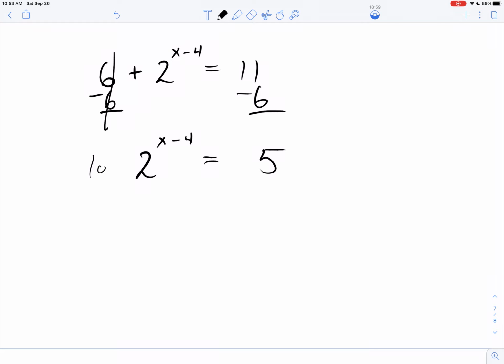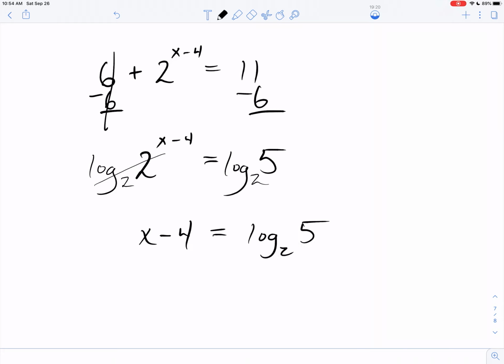I could do log of both sides, or what I'm trying to advocate here is the guy who's got the power, pick on him. So I'm going to use base 2, which will cause all this goo to vanish over here, and I get x minus 4. What's it equal? Well, it equals whatever the log base 2 of 5 is.